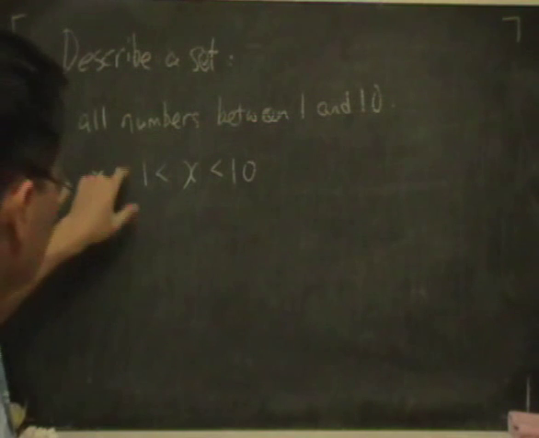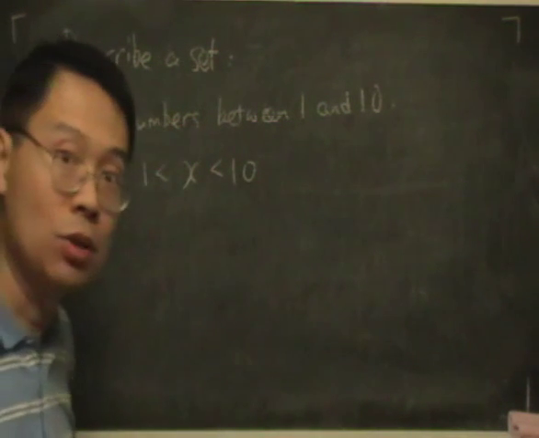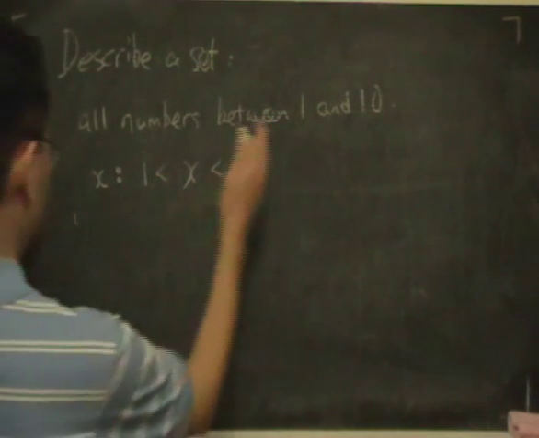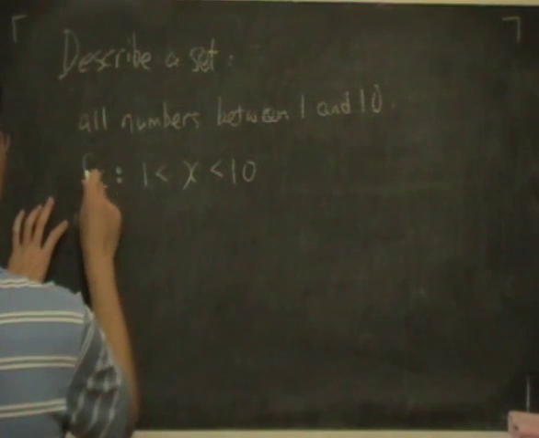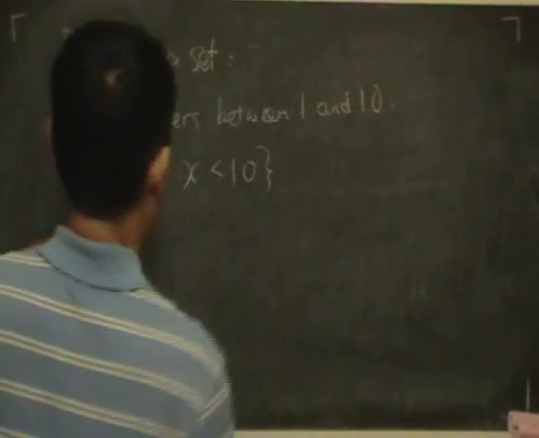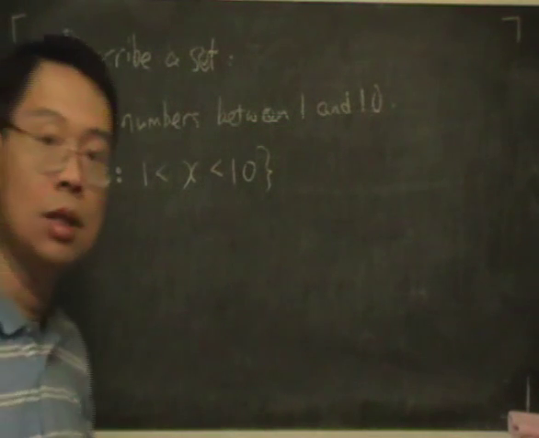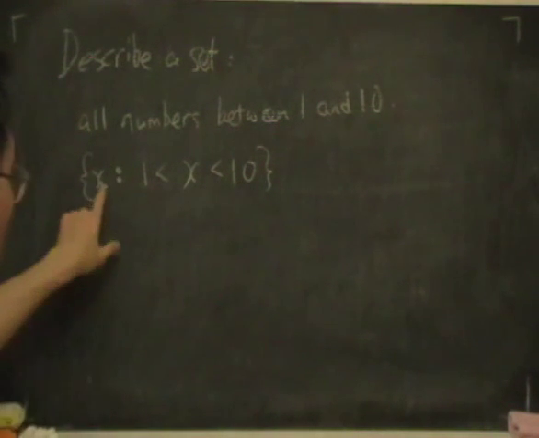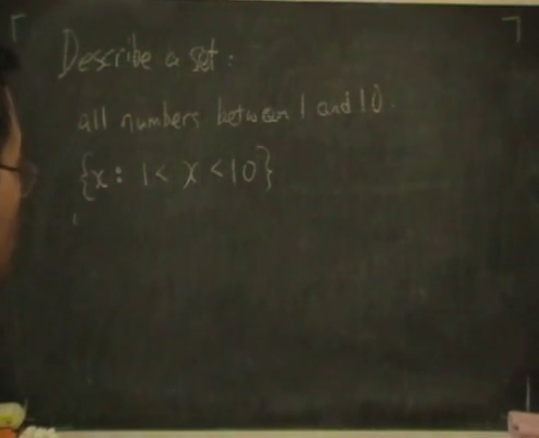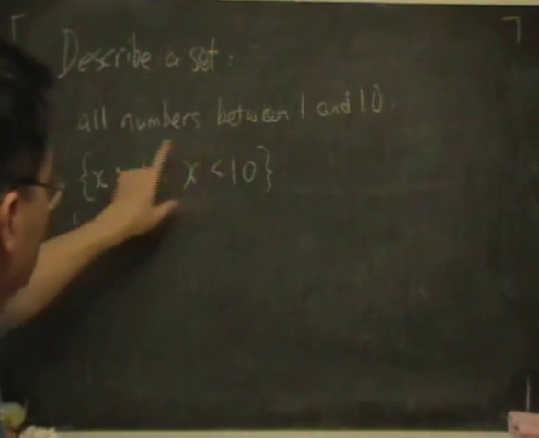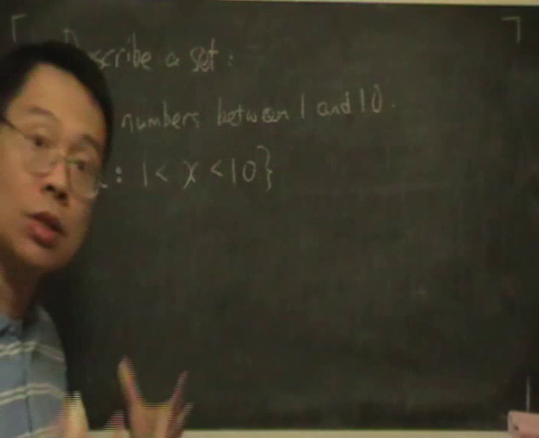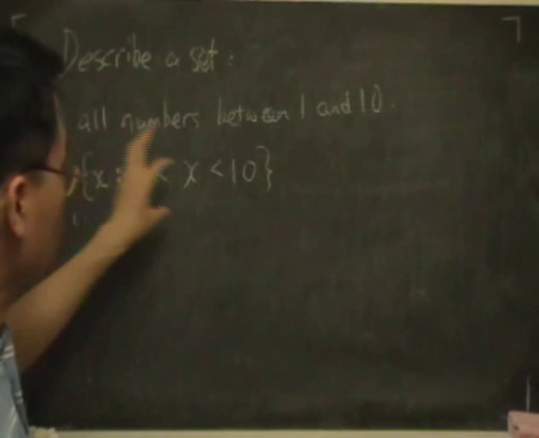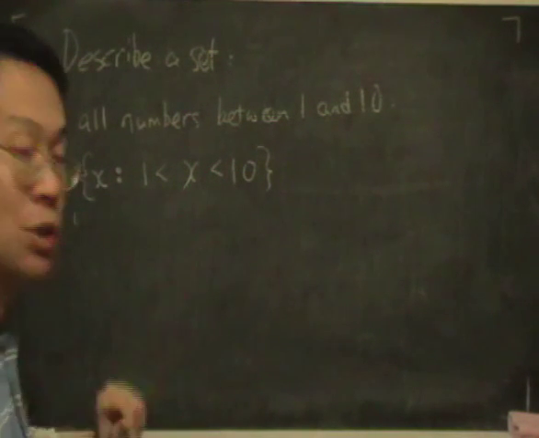Colon means that X obeys that condition, and the condition is that X must be between 1 and 10. And to show that this is a set, we put curly brackets around the whole lot. So when you see this funny notation within the curly brackets, you have an X and you have a colon, then whatever comes after the colon is the condition that tells you the rule that X must obey.